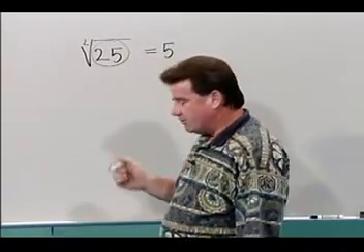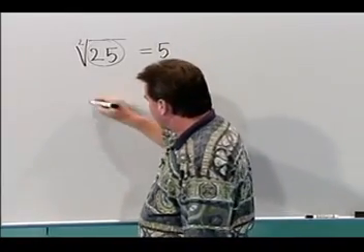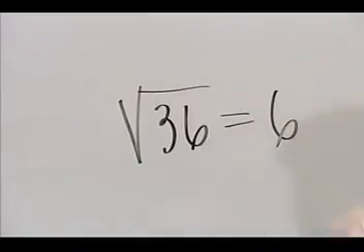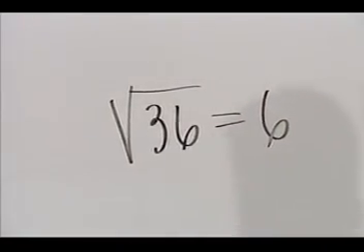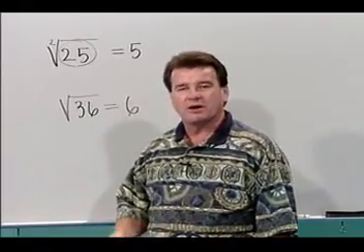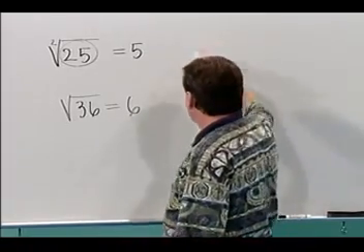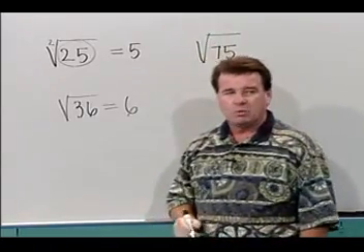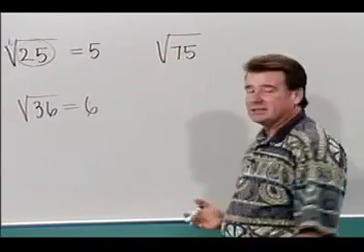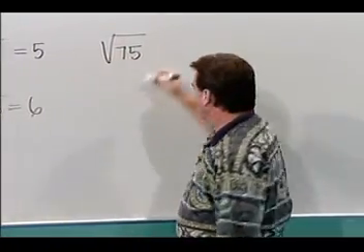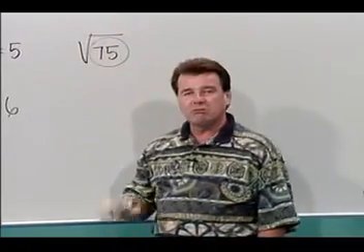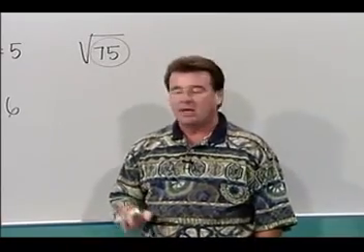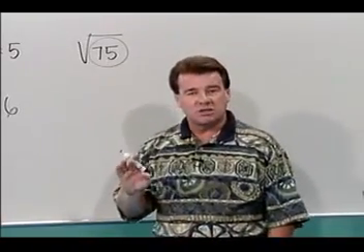Well, first of all, let's make sure we know that there are some that we already know the answers to. If I say to you, what's the square root of 36? You just say 6. If I say, what's the square root of 64? You say 8. If I say, what's the square root of 100? You say 10. But what happens if I say to you, what's the square root of 75? Well, you look at that and you say, gee whiz, I don't know. So what we're going to have to do is show you how to rewrite this so we can simplify that radical.